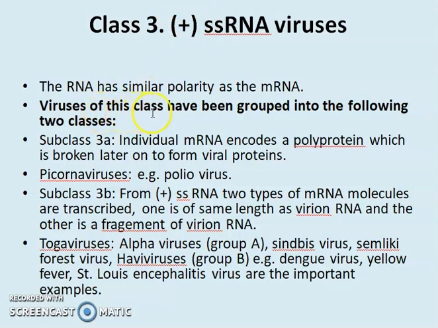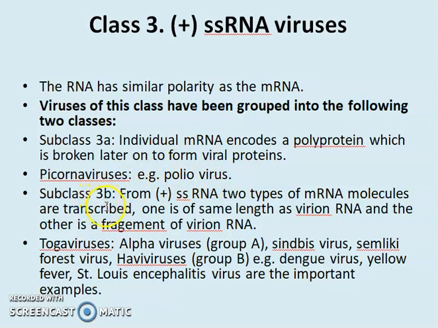These viruses of this group can be grouped into two subclasses. First subclass is subclass 3A. Here the individual mRNA encodes a polyprotein or polypeptide which is broken later to form the viral proteins. That means this single-stranded mRNA produces a single polypeptide which is broken down to form the viral proteins. Example is picornaviruses. Picornaviruses include a particular important virus known as the poliovirus.